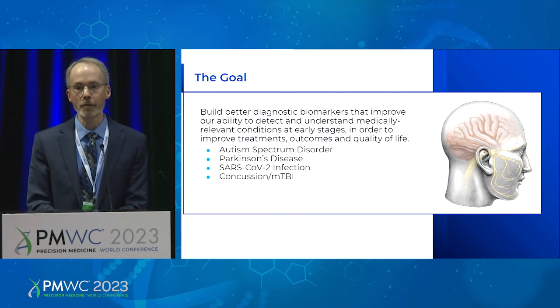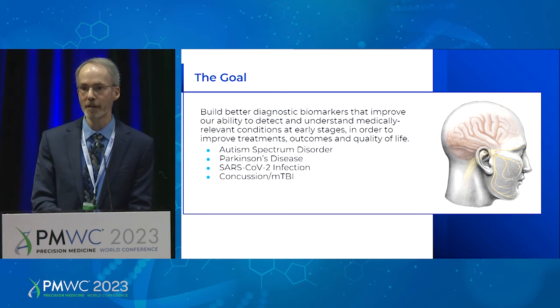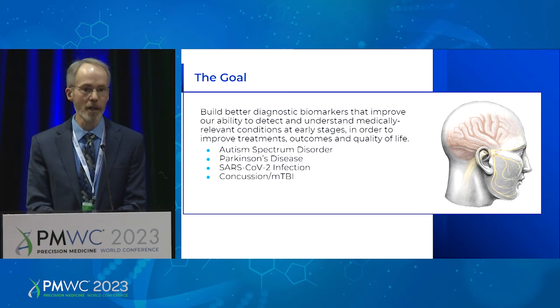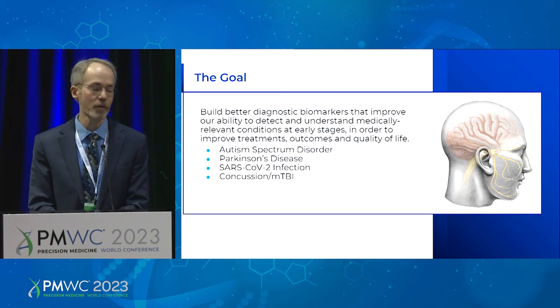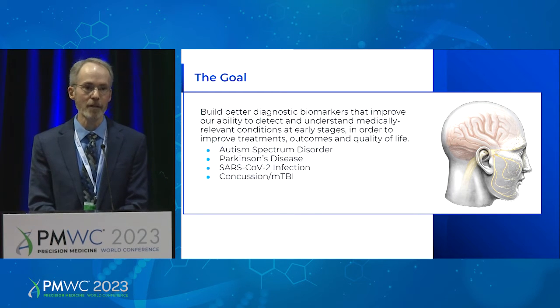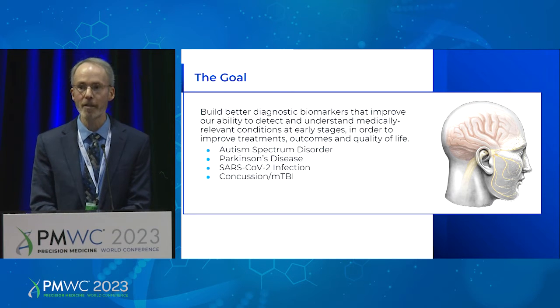The goal of the research that we've been engaged in is to develop the most sensitive and specific biomarkers for early detection of brain-related disorders and conditions, as well as infectious diseases. Because the earlier you can detect it, the earlier intervention can occur, and the better the outcomes can be tailored to those individuals. Today I'll focus on describing our work in autism, Parkinson's, and COVID-19, but we've obviously had other things stewing as well, including work on concussion, TBI, and many other conditions.